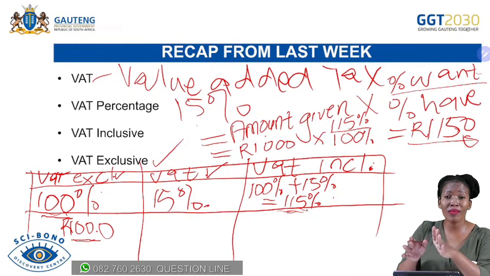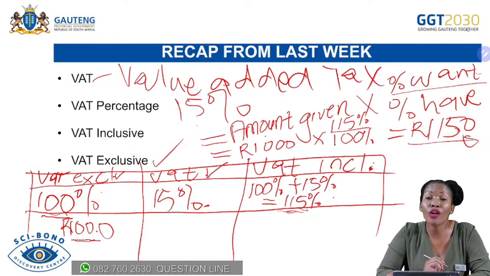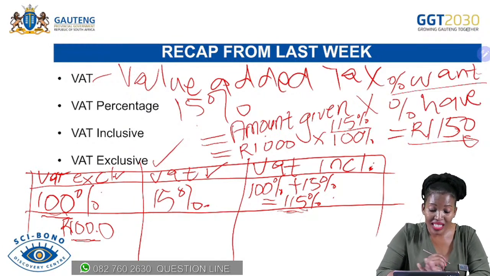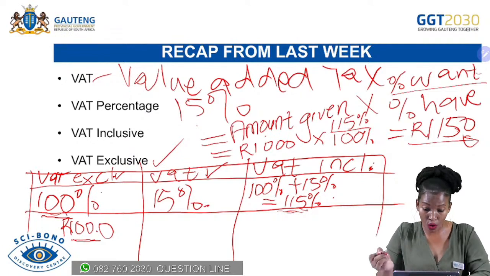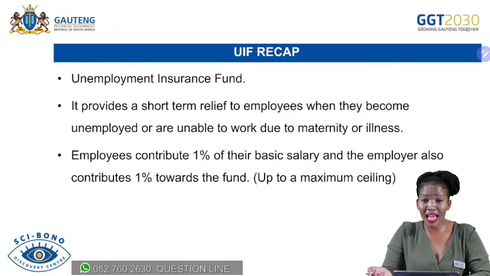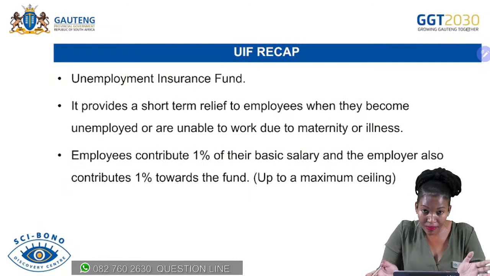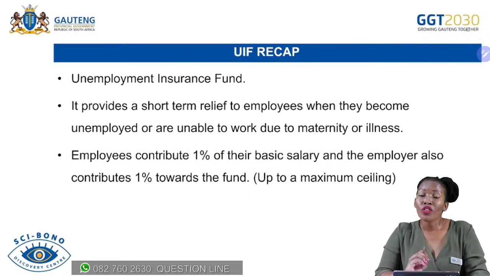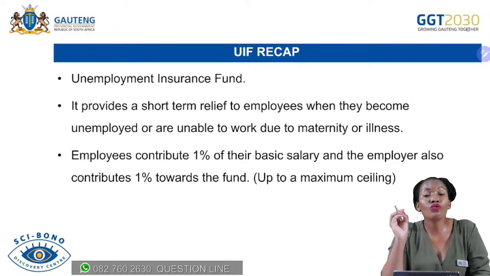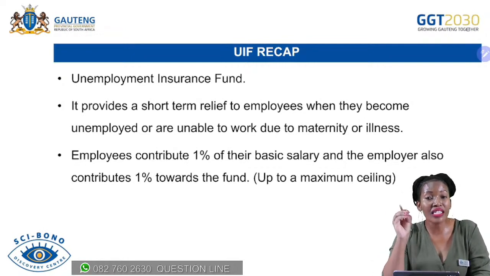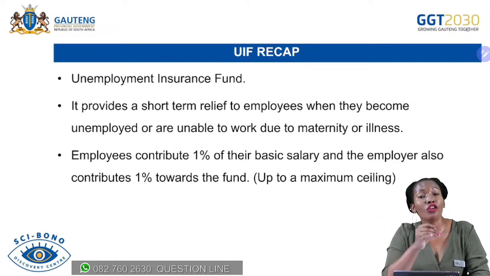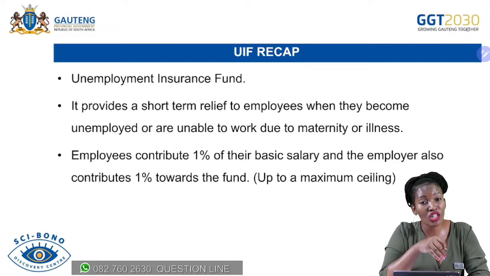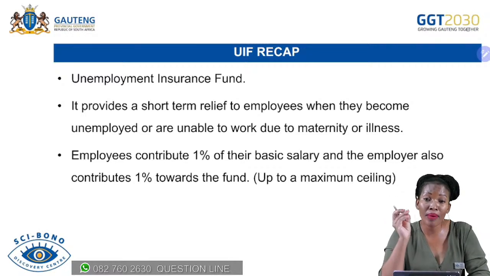I'm not going to dwell much into this because we spent a lot of time on this last week. I was just reminding you of where we left off. And then the second part, guys, is the UIF. I know I touched on this when I was closing my lesson last week. Remember, you are also expected to know what UIF is. It is examinable. You can come across this question in your prelim paper 1. You can come across this question in your final exam paper 1.